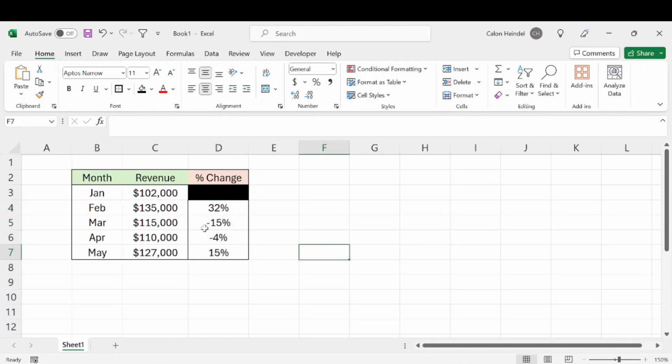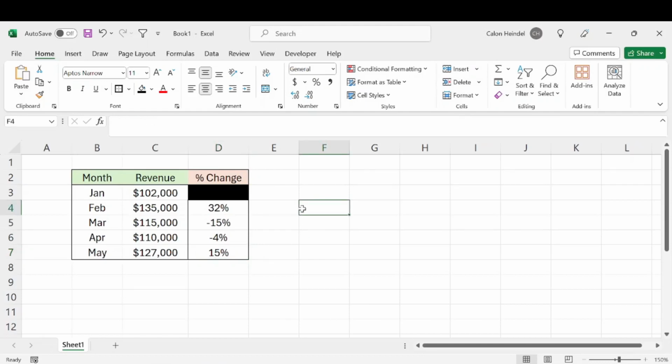Now, if we copy that formula all the way down here, we can see that from February to March, we had a negative 15% change. And then from April to March, we had a negative 4% change. That's to be expected that this will be negative because 135 is more than 115, and 115 is more than 110, to get the minus 4. And then we see a jump from 110 to 127, which would be a 15% increase.